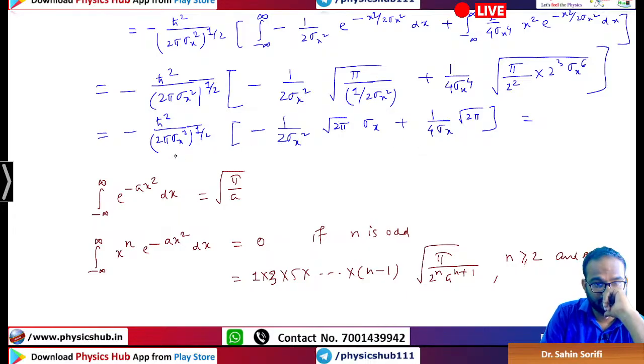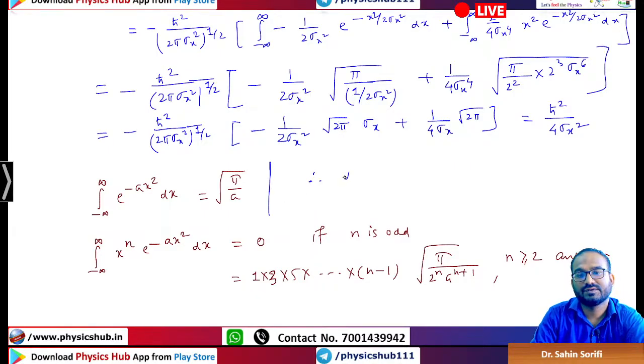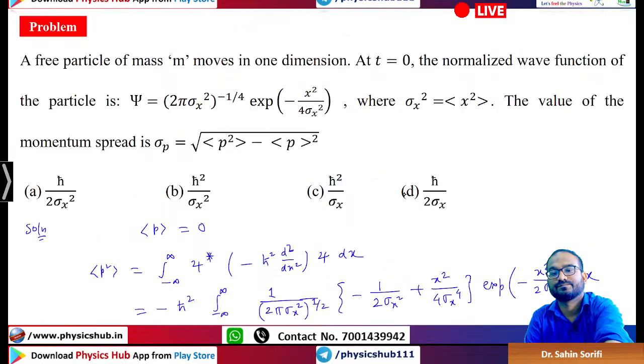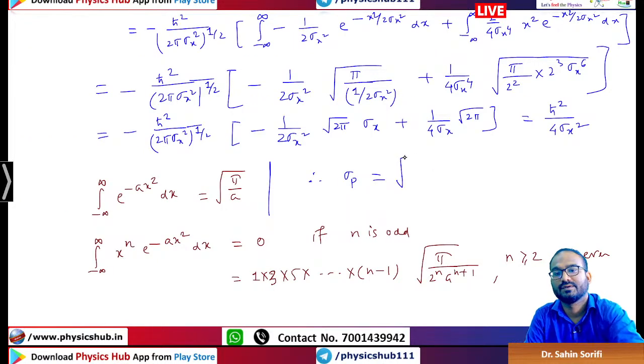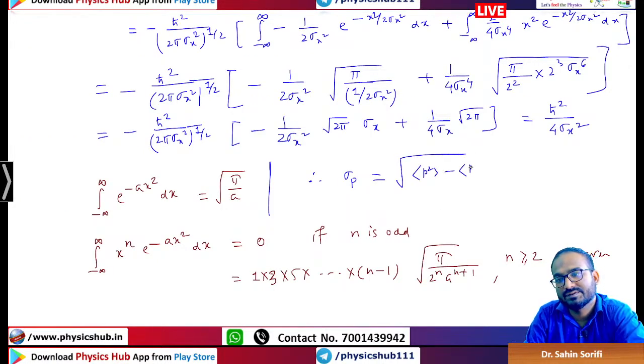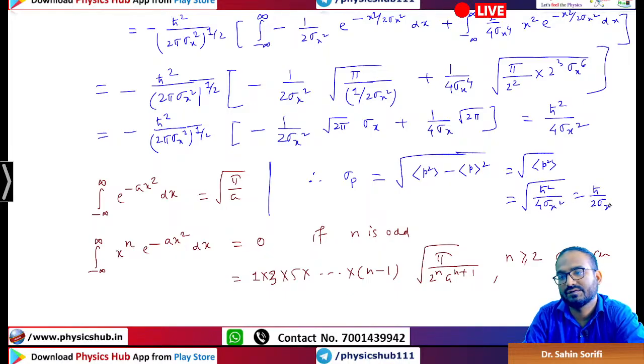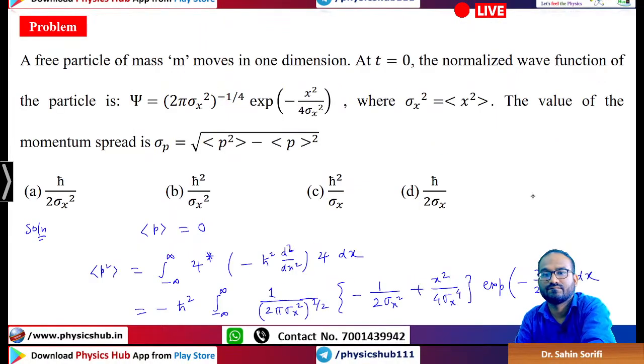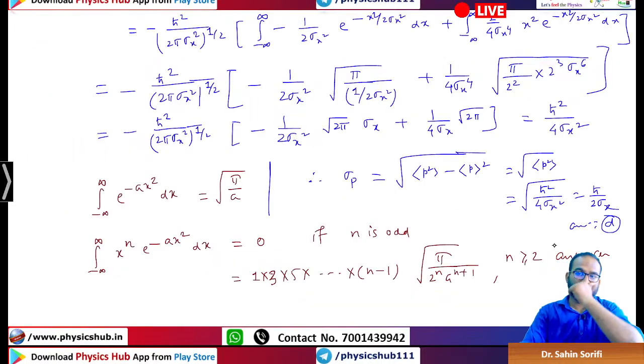And here also you can see, it becomes plus h cut square by 4 sigma x square. So if it is so, therefore spread sigma p square is P average square minus P average squared. P average is equals to 0. So it's P square average, h cut square by 4 sigma x square. So this is h cut by 2 sigma x. That is matching with option D. Okay, so we have done.